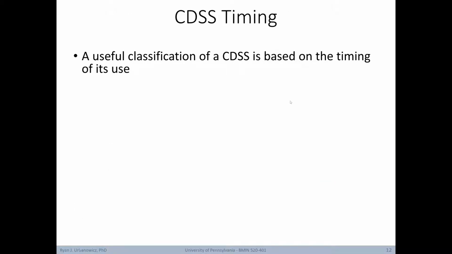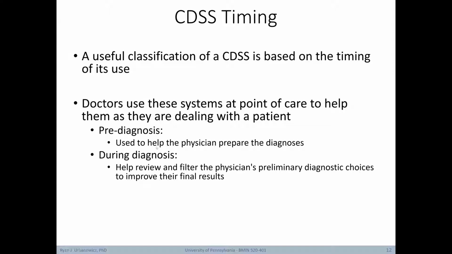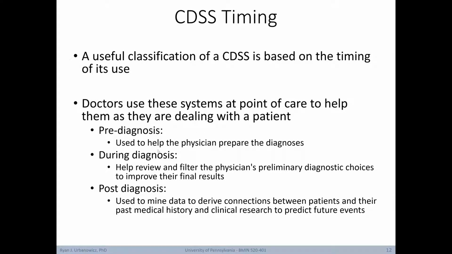One useful way to classify different clinical decision support systems is to do so based on the timing of its use. Doctors can use these systems at point of care to help them as they're dealing with a patient. This can be at pre-diagnosis, where they're useful to help the physician prepare the diagnoses, during the diagnoses, to help them review and filter the physician's preliminary diagnostic choices to improve their final results. And of course, post-diagnosis, where they can be used to mine data to derive connections between patients and their past medical history, as well as clinical research to predict future events.